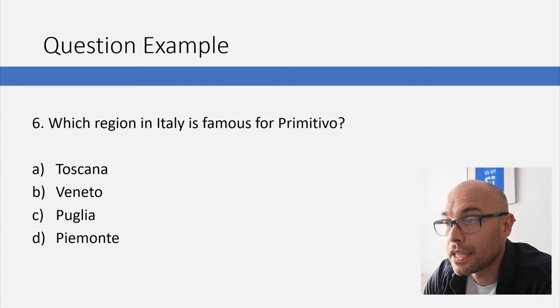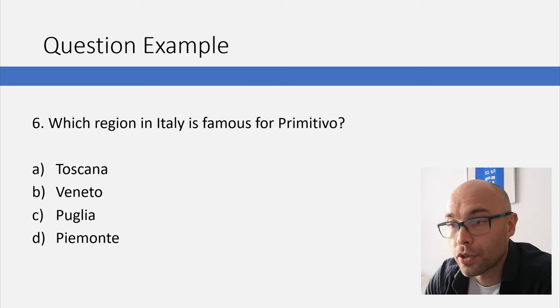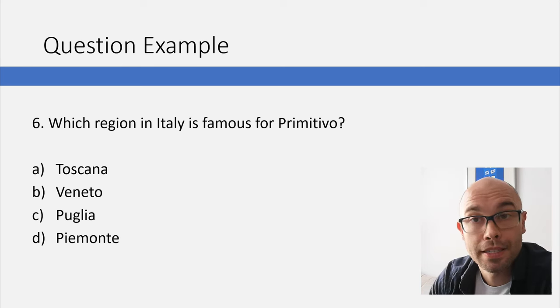Which region in Italy is famous for Primitivo? Toscana, Veneto, Puglia, Piemonte. The correct answer is C, Puglia.